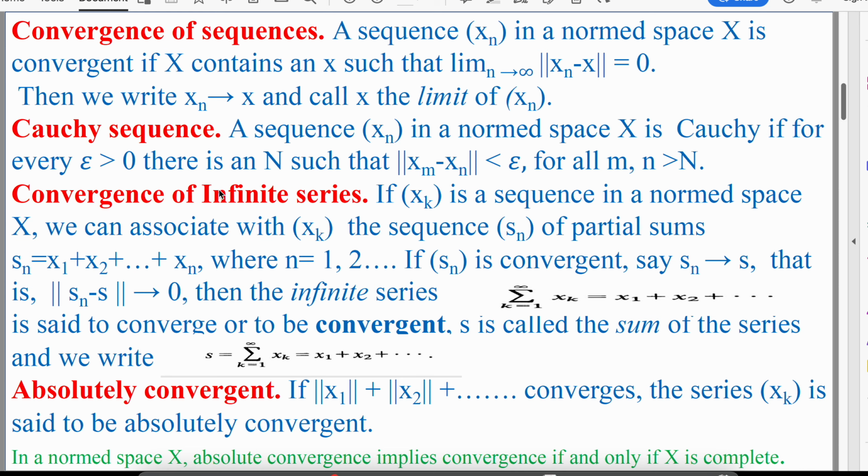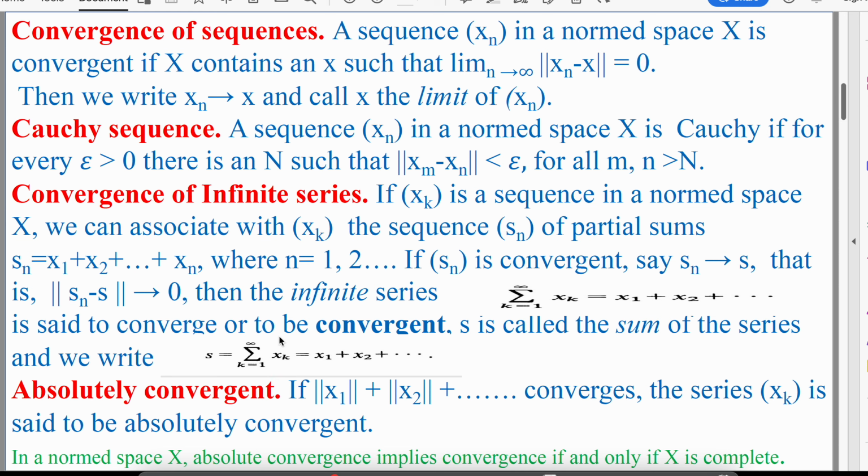Now convergence of infinite series. If xk is a sequence in a norm space X, we can associate with xk the sequence Sn of partial sums, which we write as Sn equal to x1 plus x2 plus ... plus xn, where n is equal to 1, 2, 3 and so on. If Sn is convergent, that is if Sn converges to some point S, and we write that norm of Sn minus S tends to 0, then the infinite series sigma k equal to 1 to infinity xk equal to x1 plus x2 plus ... is said to converge, or we say it is convergent, and S is called the sum of the series, and in this case we write S equal to x1 plus x2 plus x3 and so on, and in short we write sigma k equal to 1 to infinity xk.